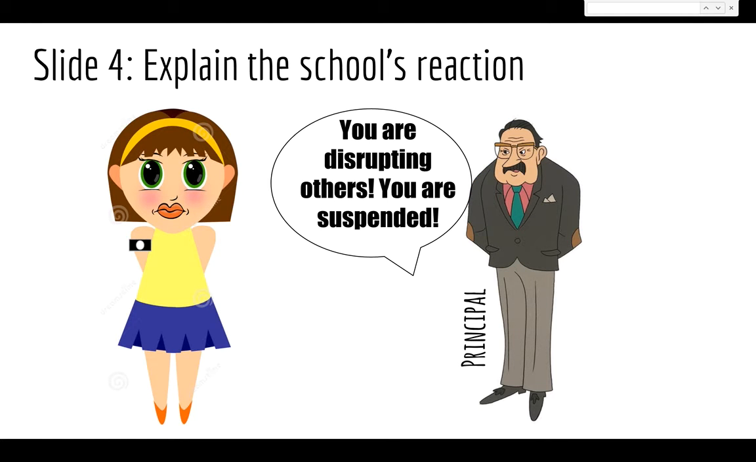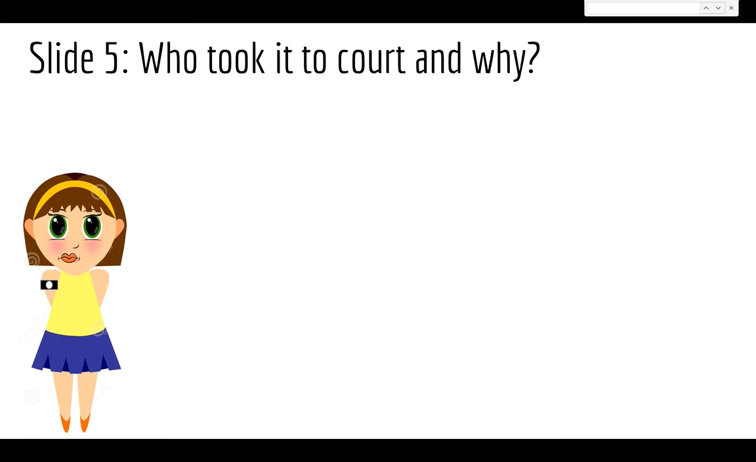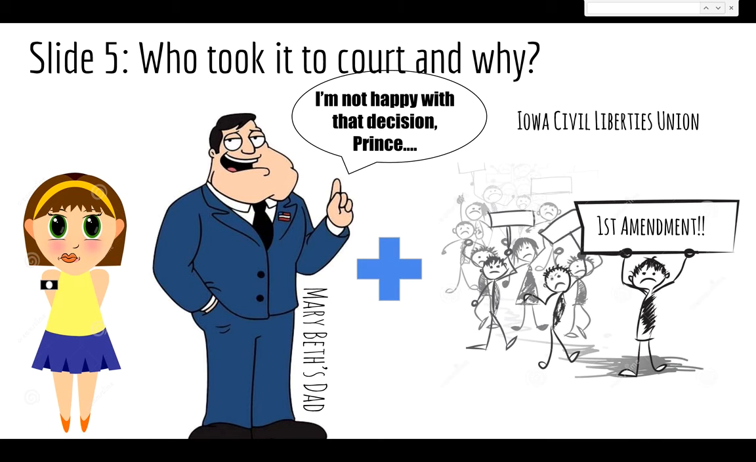Slide 4, you're going to explain the school's reaction. They were not thrilled. They said that she was a disruption to other people, and they suspended the students who were wearing the armbands. You can see she is not happy about that. Slide 5, you're going to say who took it to court and why. Obviously Mary was not thrilled, and you can imagine Mary's father was equally not thrilled. We have him saying, "I'm not happy with that decision, Principal." Also, the Iowa Civil Liberties Union is the one who took it to court because they thought that her protesting should have been protected under the First Amendment, that she had the right to do that.